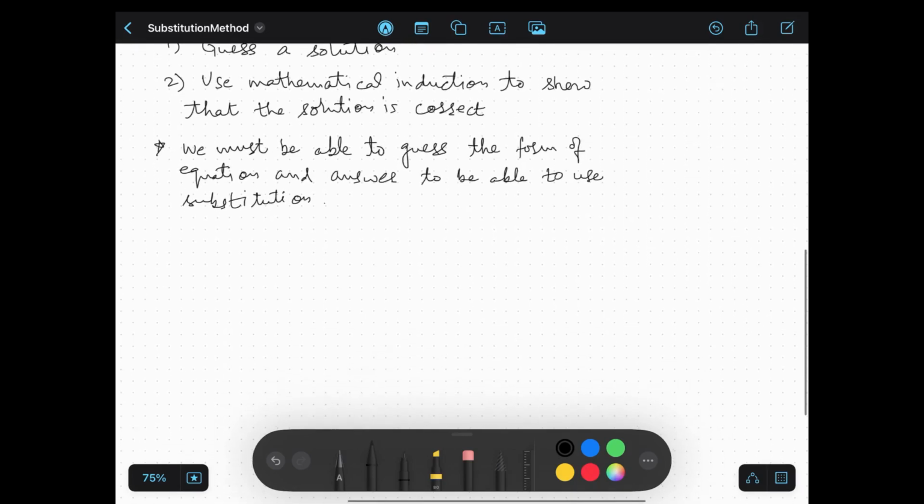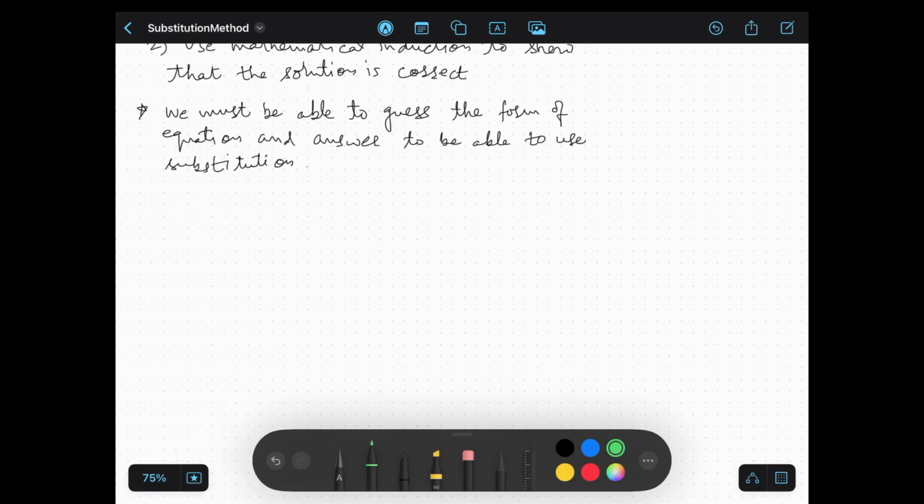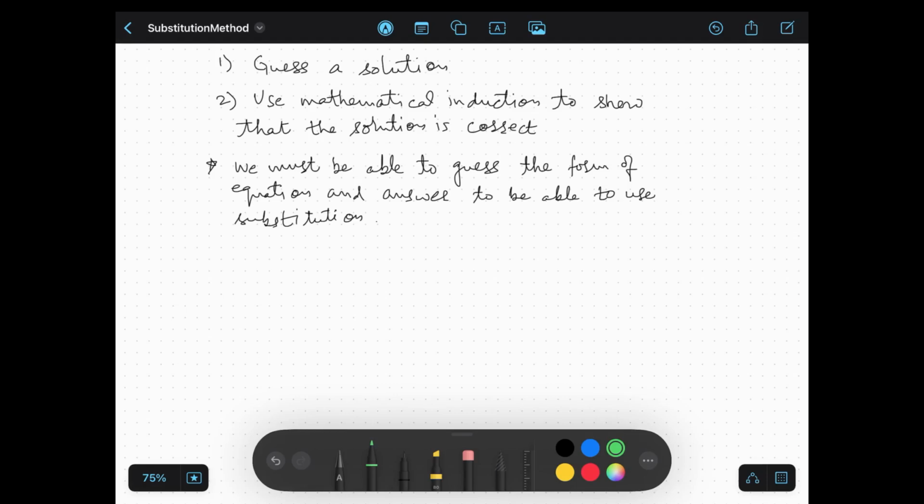So let's look at a few examples so that you have a good understanding of how the substitution method for solving recurrences works. We will start with a very easy example, and as we go, we will take a couple more examples which are a little bit more complicated to solve. So our first example is solving the recurrence for linear search.